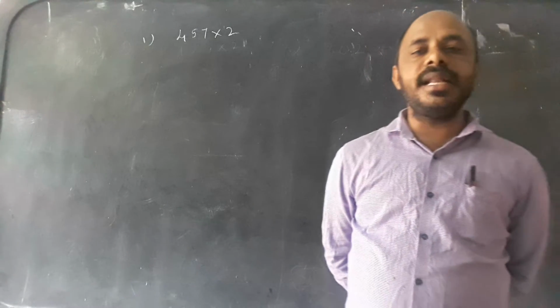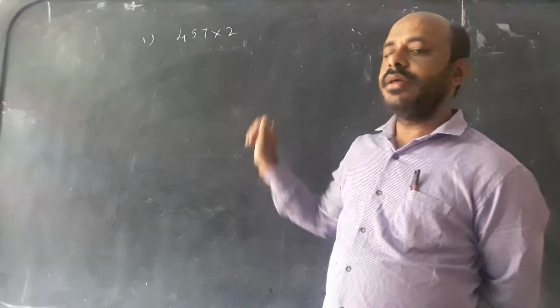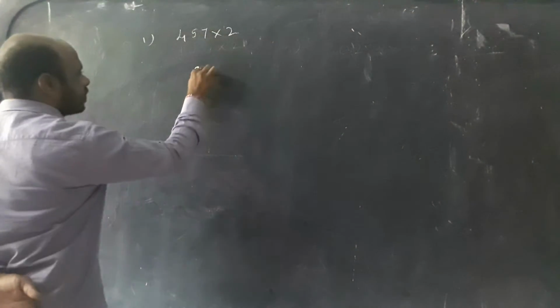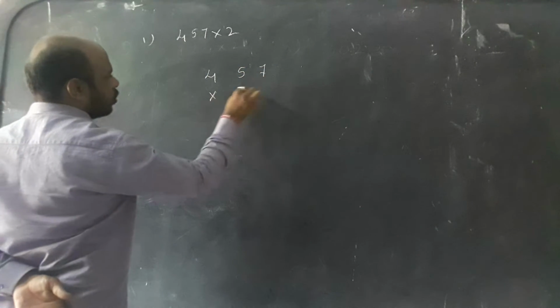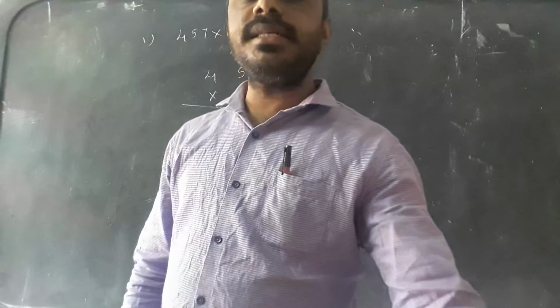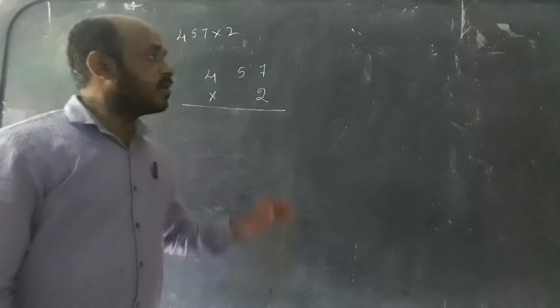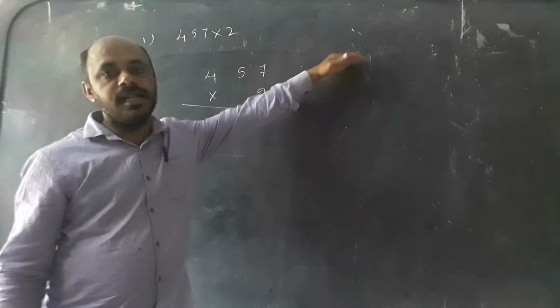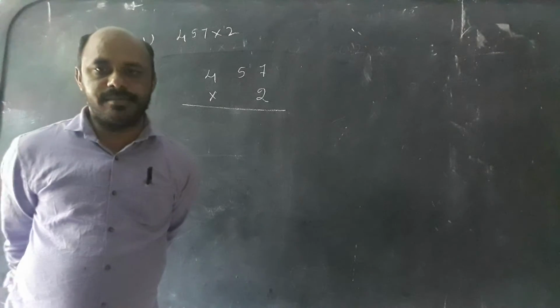See, arrange the numbers as in the column method. Okay, arrange the numbers in column. Means what? See here, 457 into 2, we have to write like this. First step: whatever we were given horizontally, now we arrange vertically, the column method.